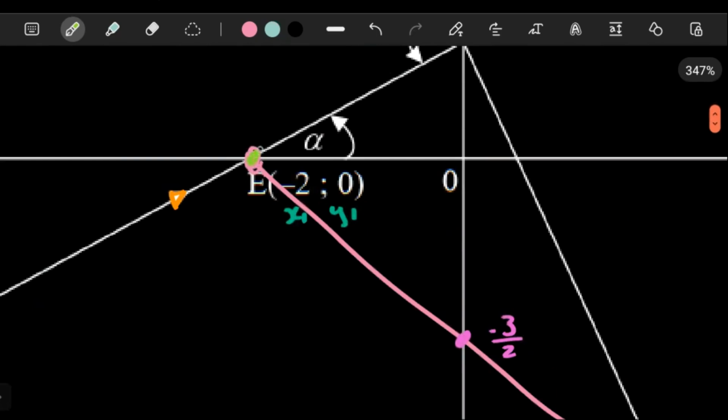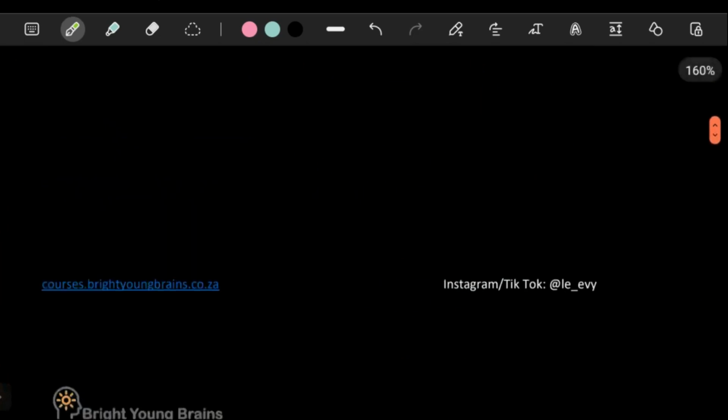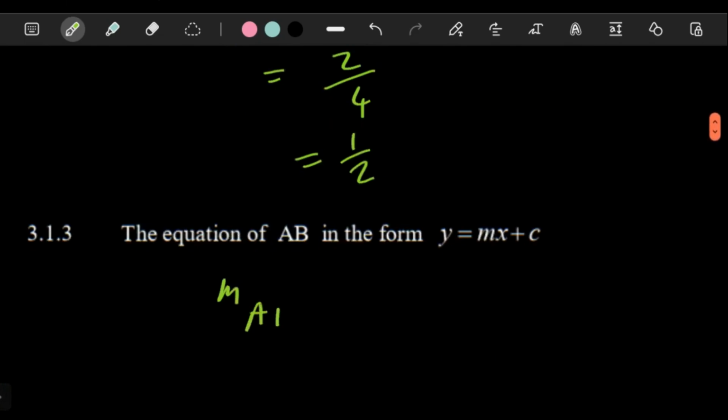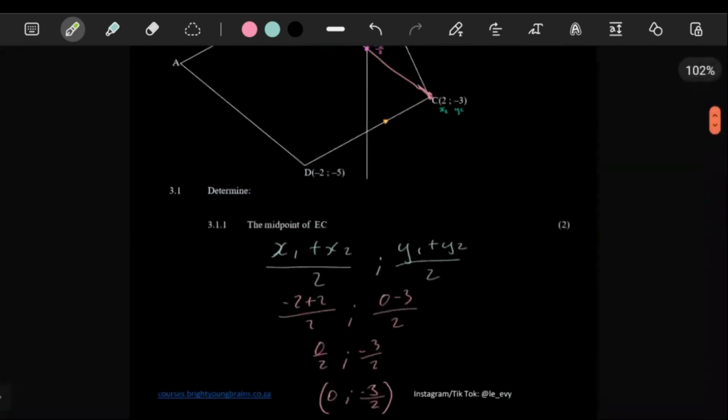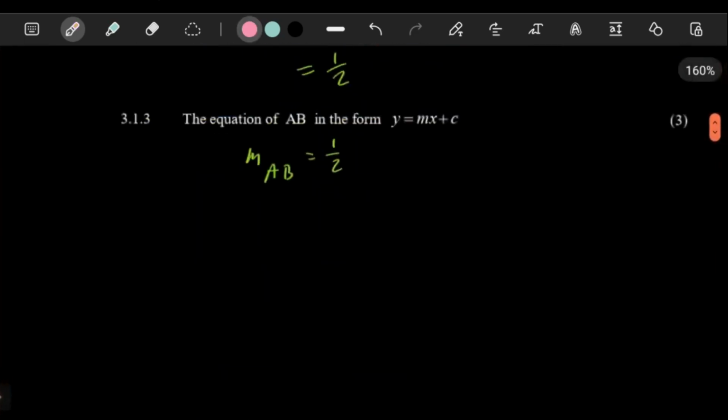Because you have a coordinate that the line passes through here, you can always work out the equation of AB if they ask it. And the next question here, they're asking for the equation of AB. So the gradient of AB, we already know it's a half because AB is parallel to this line here. Remember, parallel lines have the same gradient. So if you have the gradient of one of the lines, you automatically have the gradient of the other one. What you may always need to keep in mind is this equation here, y minus y1 is equal to m(x minus x1).